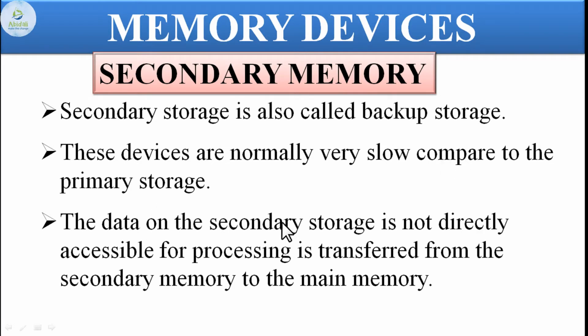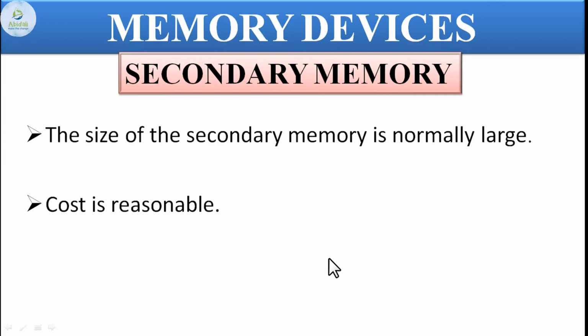Now the data on the secondary storage device is not directly accessed for processing. When the data needs to be accessed, it has to be transferred from secondary memory. To where? To the main memory. That is, from the hard disk it needs to be transferred to the RAM. Then RAM will give the data to the CPU by using intermediate memories like registers or cache memory. We will talk about cache memory later.